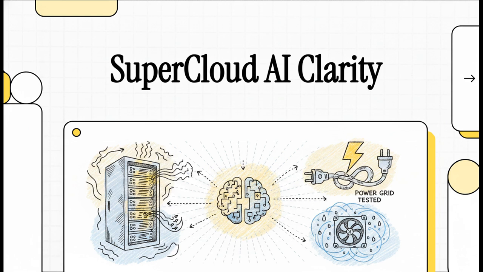If you're managing complex environments right now, you already know that the sheer scale of compute required for modern AI and deep learning, well, it isn't just pushing the limits of our software, it's literally testing the physical limits of our hardware, our power grids, and our cooling systems.